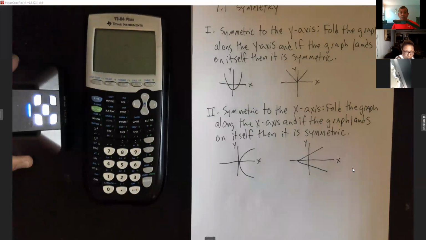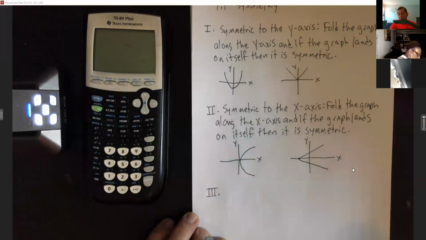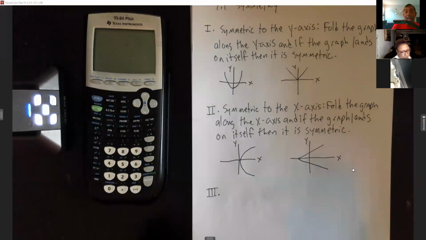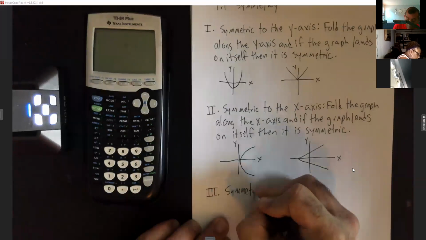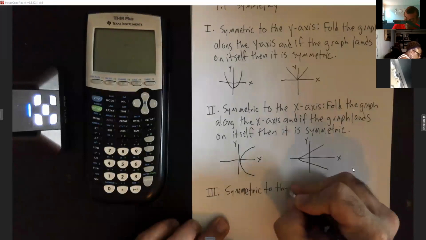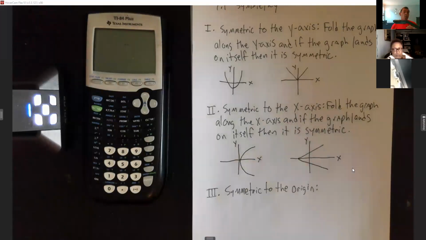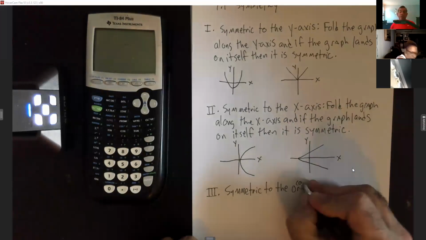So the third symmetry. If you notice, I've used the y-axis, I've used the x-axis. So there's no more axes that I can use. But the third symmetry is what we call symmetric to the origin. And y'all, if you remember, the origin of the graph is the center where the 0, 0 is located, okay? So the origin is the 0, 0 point on that graph.